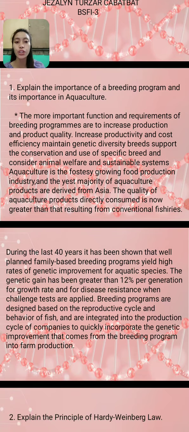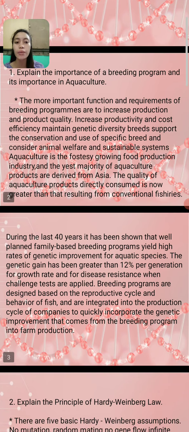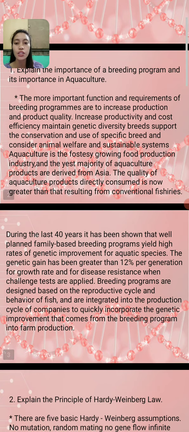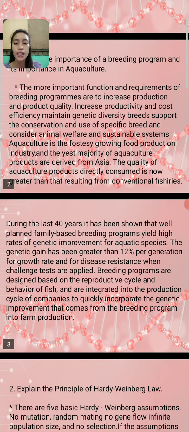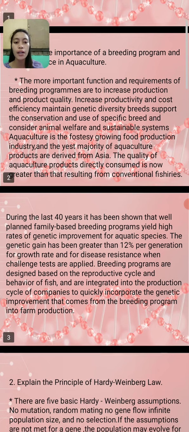The more important functions and requirements of breeding programs are increased production and product quality, increased productivity and cost efficiency, maintaining genetic diversity of breeds, supporting the conservation and use of specific breeds, and considering animal welfare and sustainable systems. Aquaculture is the fastest growing food production industry, and the majority of aquaculture products are derived from Asia. The quantity of aquaculture product directly consumed is now greater than that resulting from conventional fisheries.